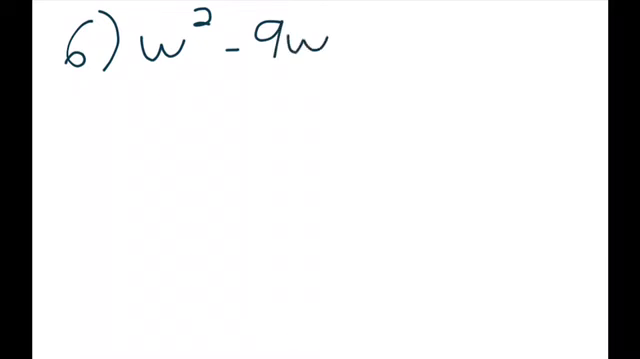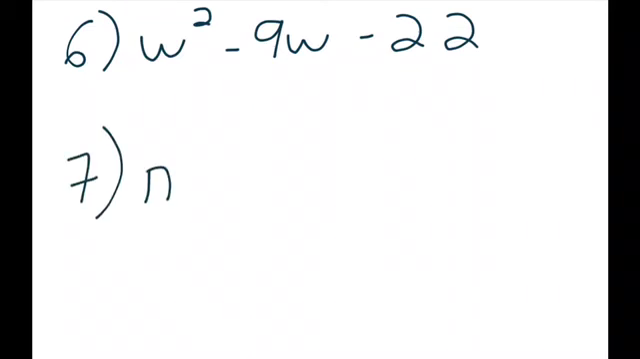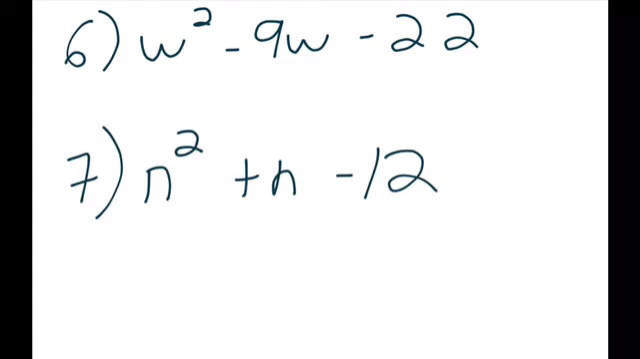Okay, I'm going to give you both 6 and 7 now. Number 6 is going to be W squared minus 9W subtract 22. And number 7 is going to be N squared plus N subtract 12. Try both of those. I'm going to give you a minute, and then we'll go through the answer.